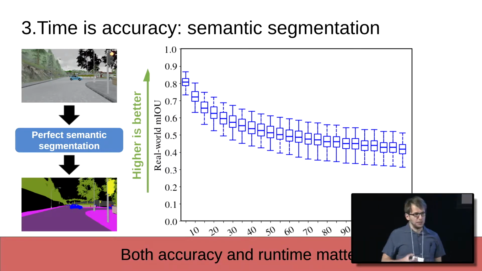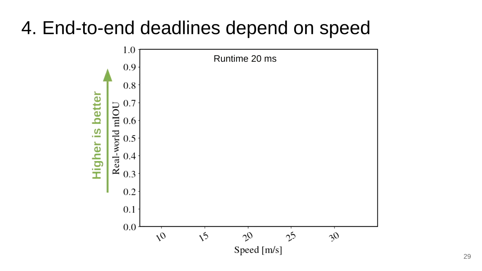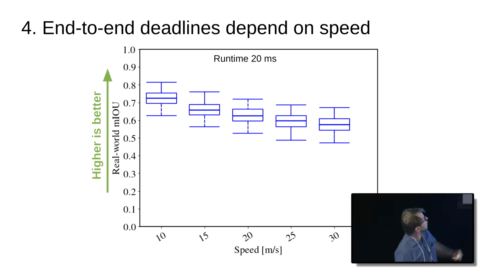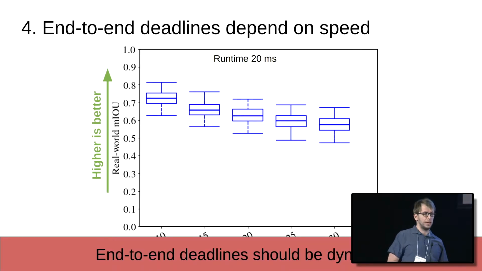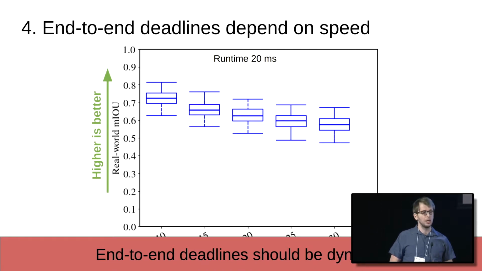So the conclusion is that both accuracy and runtime matter. And the last point I want to make is that in an autonomous vehicle, ideally we would set these end-to-end deadlines depending on the speed at which we are driving. So using the same semantic segmentation, we've done an experiment in which we vary the speed at which the vehicle is driving. On the x-axis, we have speed in meters per second, and we've set the runtime of the semantic segmentation to 20 milliseconds. And what we can see is that depending on the speed at which you're driving, your accuracy decreases in the same amount of time, and it decreases quite aggressively. So the point is that end-to-end deadlines should be dynamic and should adjust with the speed at which the vehicle is driving. At high speeds, you need tighter deadlines.